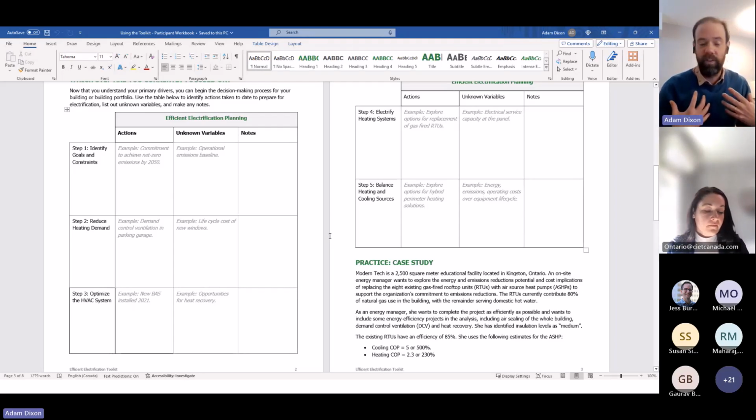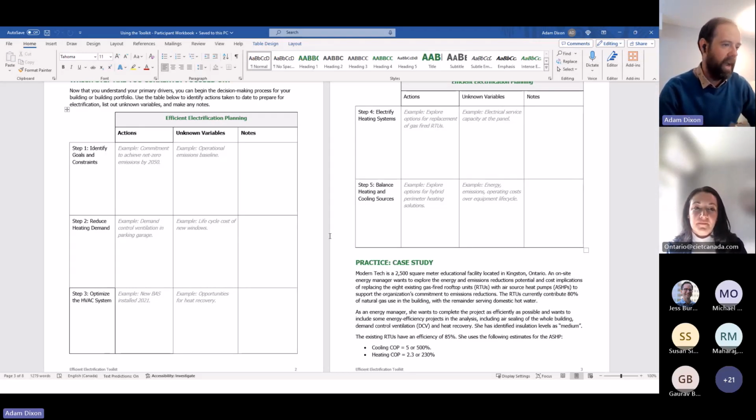I know with myself personally, I'm in the process of switching to a heat pump in my house. So I've used this process. I'm insulating my house. I'm doing all those sorts of things before I go out and actually buy a heat pump, so I don't have to buy an oversized heat pump that's going to be inefficient.